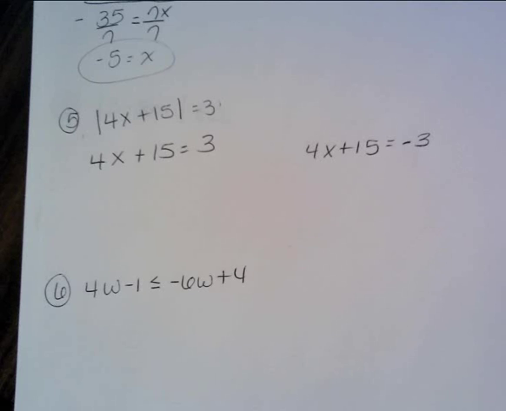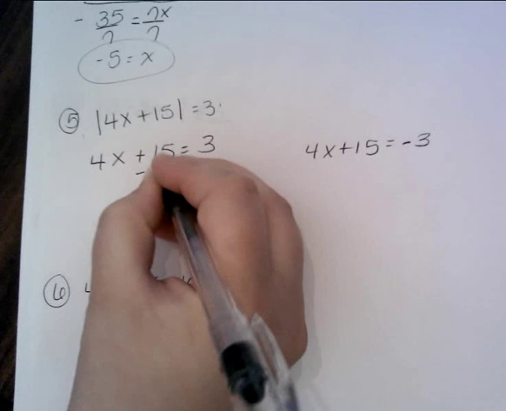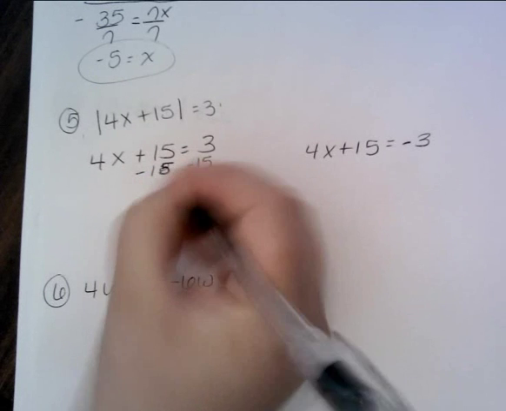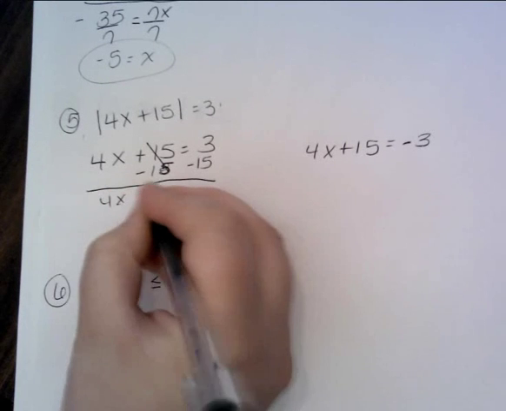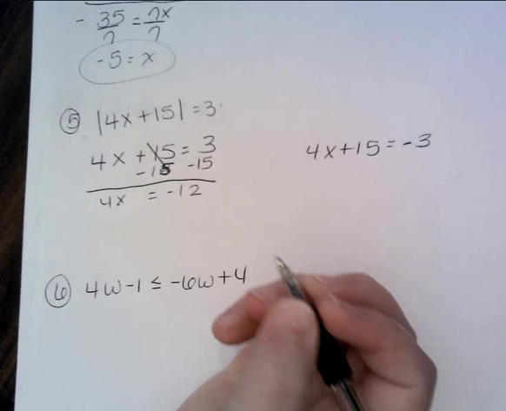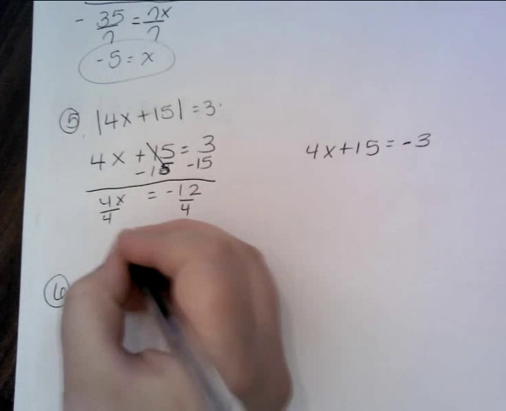So you subtract 15 from both sides here to get 4x equals negative 12. Divided by 4, x equals negative 3. So that's one of your solutions.